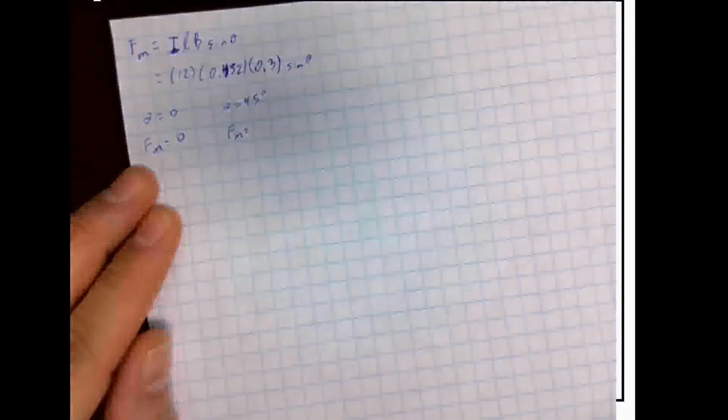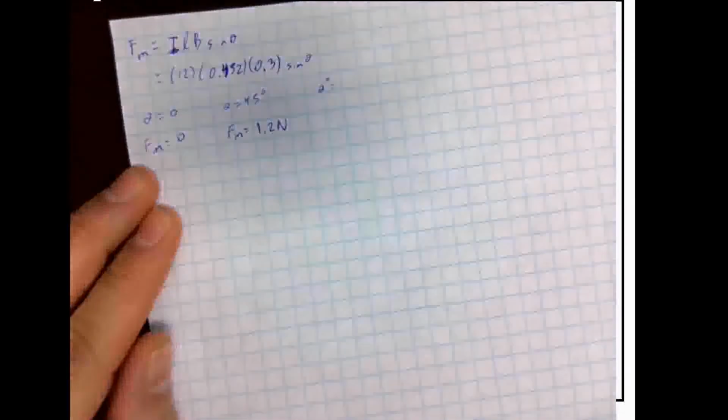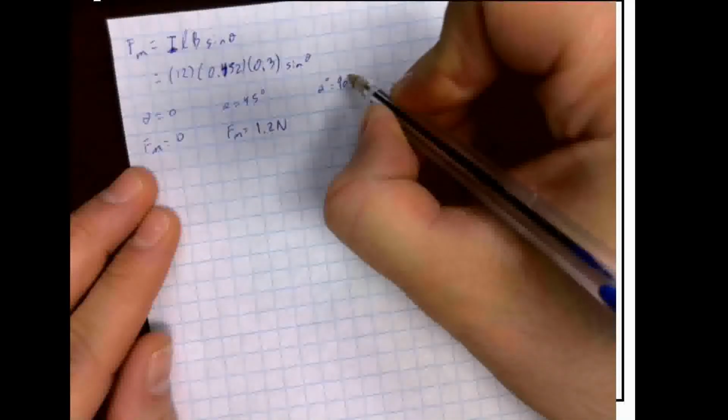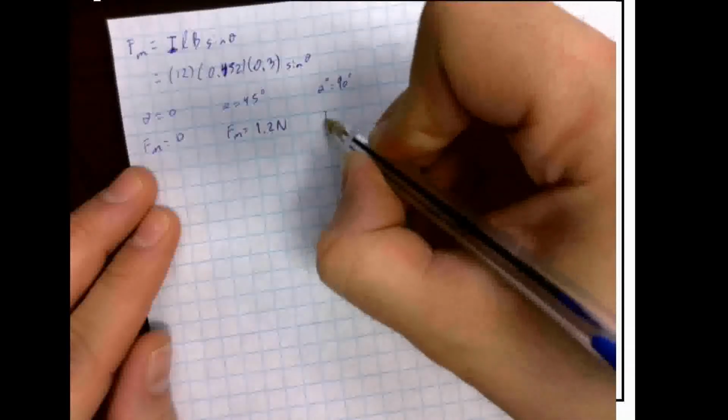And I have to limit this to just two significant digits. I'm not going to use the calculator this time. There's two significant digits, so it'll end up as 1.2 newtons. And when we are at a 90-degree angle, we'll have sine of 90 being 1. So this becomes 1.6.